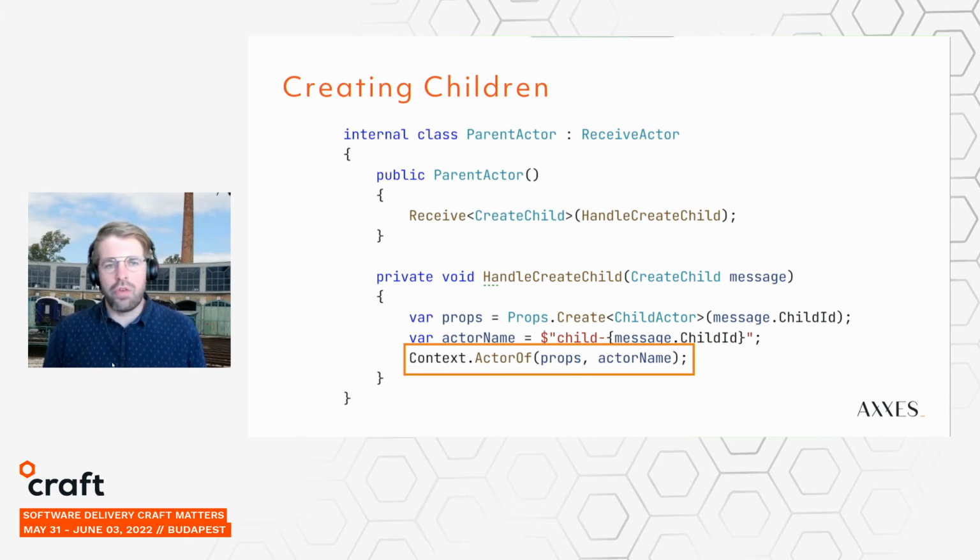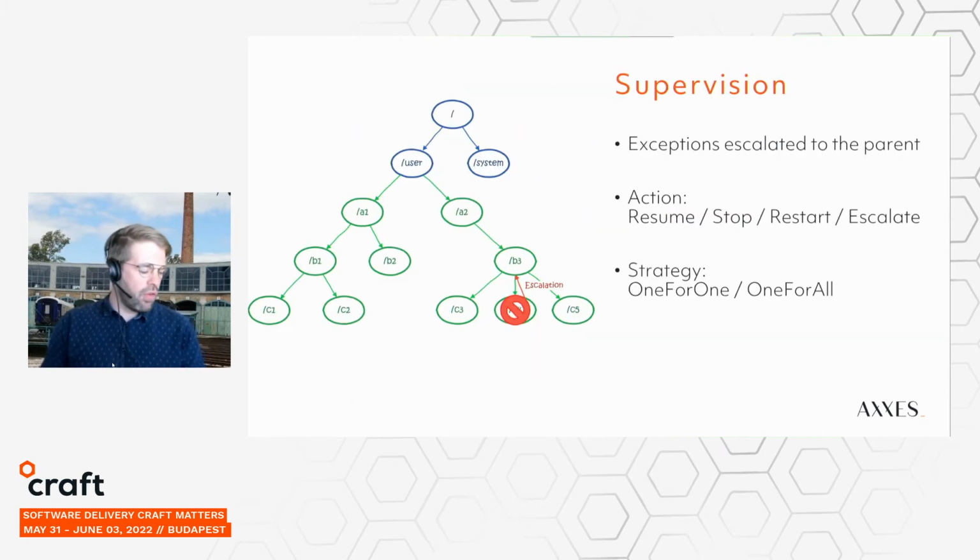So yeah, that's how actors create children. And there's a very important reason why you would want all these actors to be in a hierarchy, and that is supervision. I talked to you very briefly about that Ericsson telco system. And this is exactly why that is. If you want a system to be very resilient and self-healing, you're going to need a way to deal with failures. And failures in this case would be uncaught .NET exceptions. If a child actor throws an uncaught exception, that exception gets escalated to the parent.